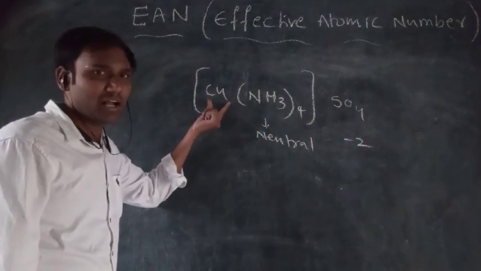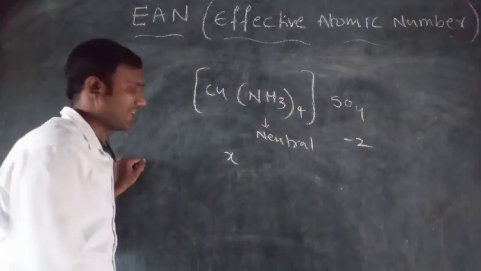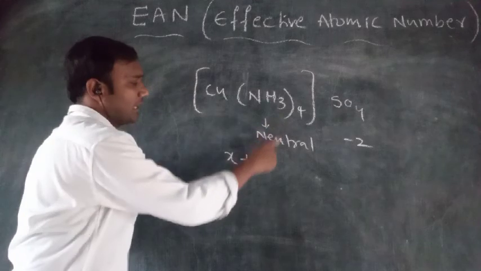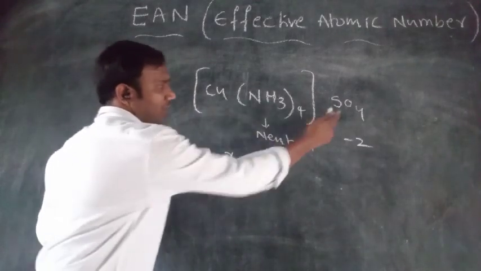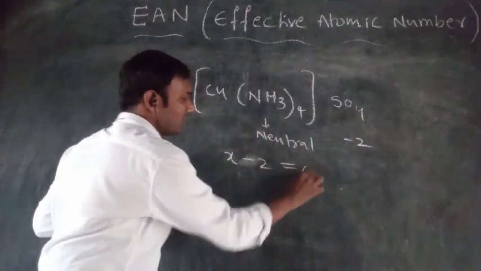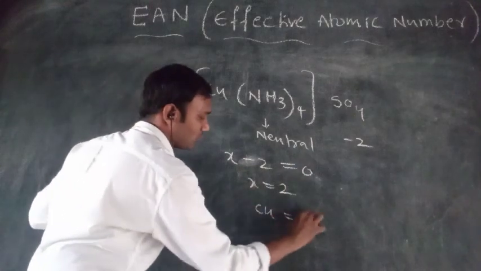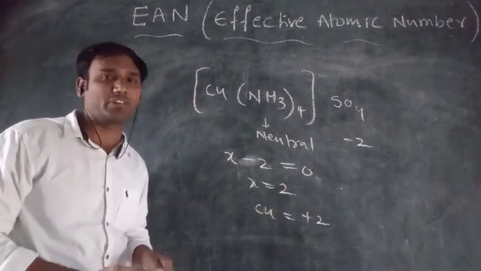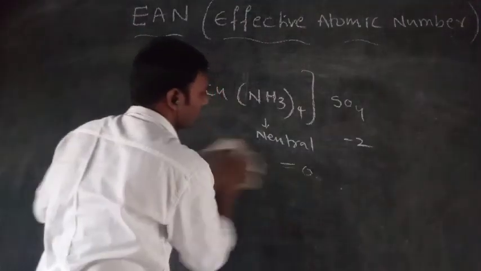I want to find the copper oxidation state. I don't know it, I have to find it, so it is X. Ammonia is neutral, that means 0. Next, SO4 is -2. That means X minus 2 is equal to 0, then X equals what? 2. That means the copper oxidation state is +2. That means copper is losing how many electrons? 2 electrons are lost by the copper.